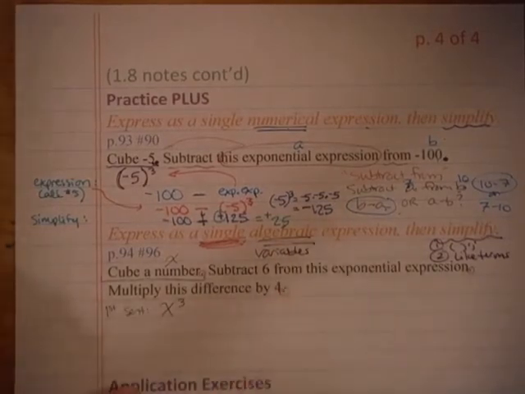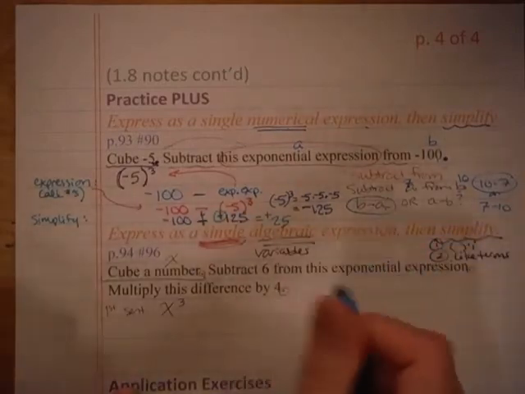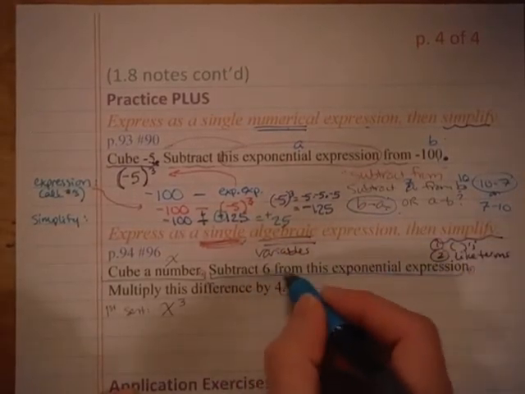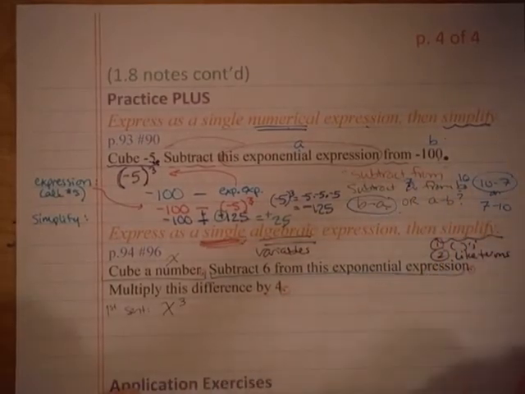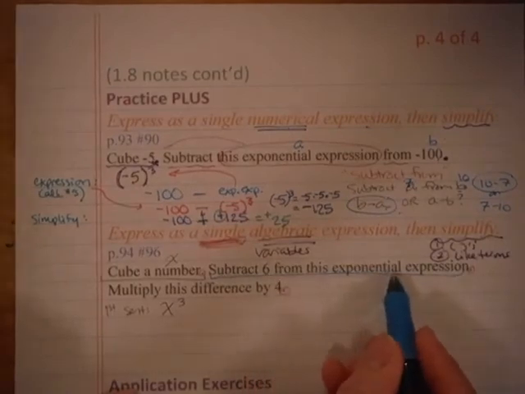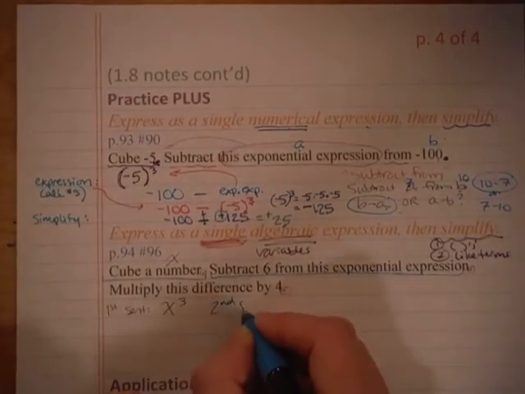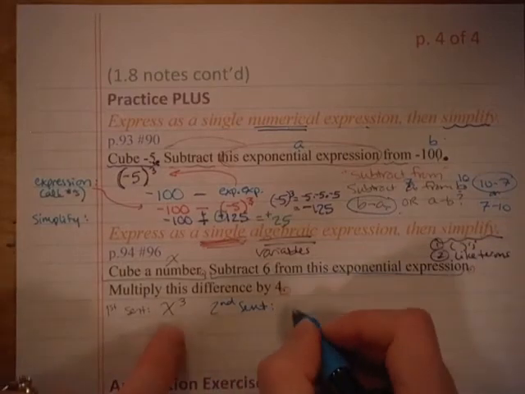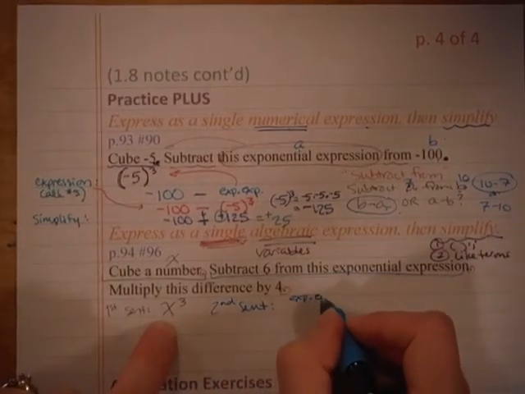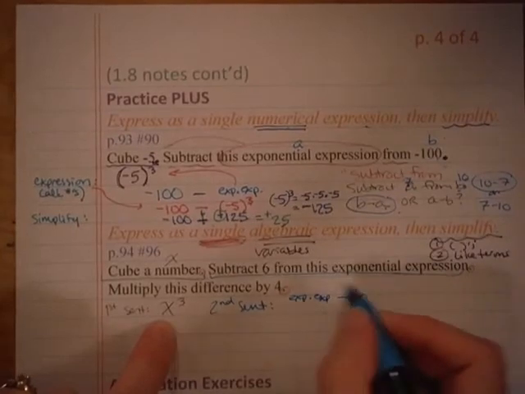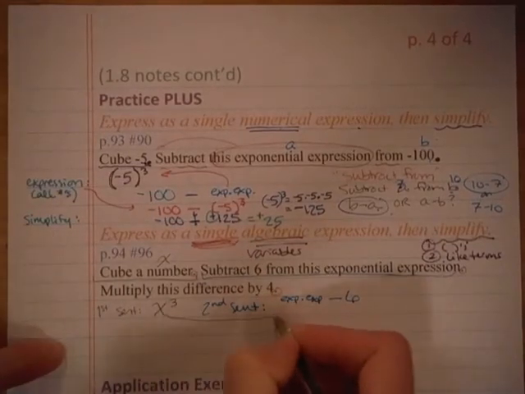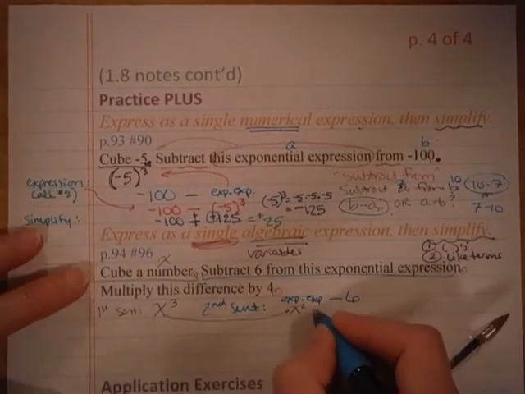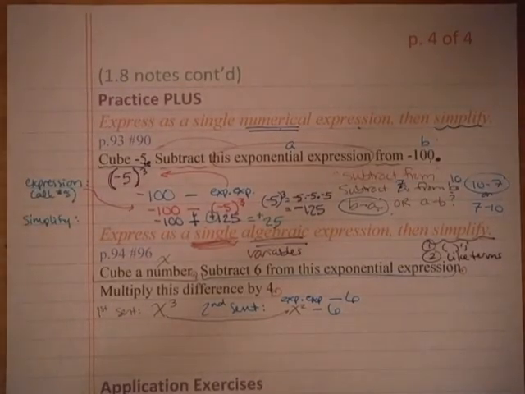My second sentence, subtract 6 from this exponential expression. Subtract 6 from that. Well, we just did that. It's the reverse order when you say subtract this from that. So subtract 6 from that exponential expression. My second sentence gives me that exponential expression minus 6. So we can start moving that into place here. We take that exponential expression, x cubed minus 6. So there's my second sentence now translated, added to that first sentence, brought together.